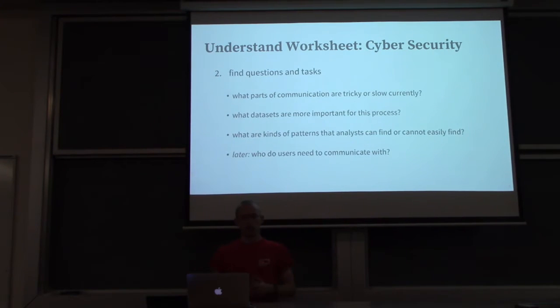And then the second box on this worksheet is to find the questions and the tasks that you want to try and achieve. Some of these questions could be: what parts of communication are tricky or slow for analysts currently? What data sets are most important for this process? And what kinds of patterns can analysts find or not easily find with their data, so we can help them first achieve what they can do, but then also achieve a little bit more? Later, we also had a question come up: what users do they need to communicate with? Things like the managers that we hadn't considered just yet. So again, coming back and revisiting what you filled out can be useful to find new questions and new tasks.